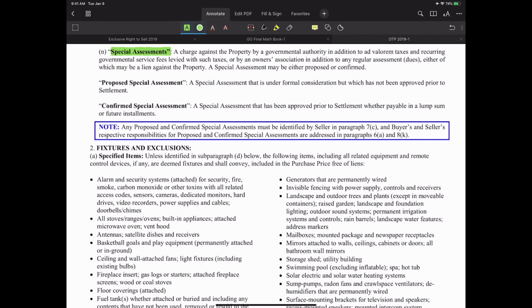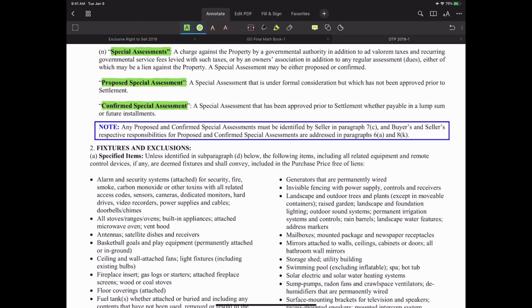And we have 2 different types of assessments in this contract: our proposed special assessments and our confirmed special assessments. Proposed means we're still waiting to find out if it's definitely happening. Confirmed is it's definitely happening regardless of when it's due. We know that money is important. And I'll point out later in the contract where that is.